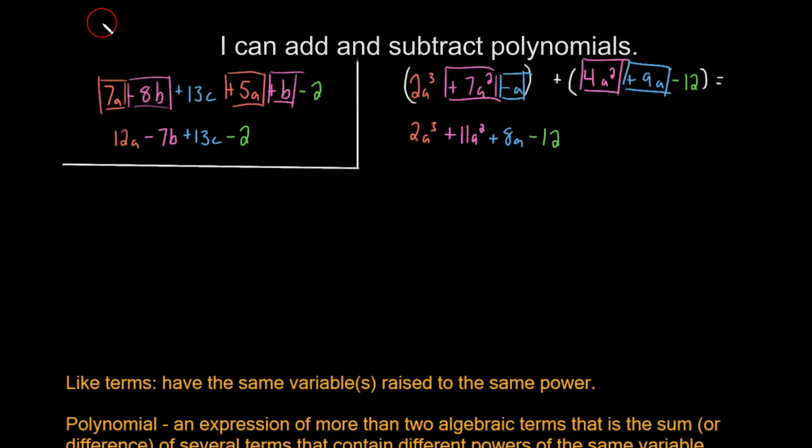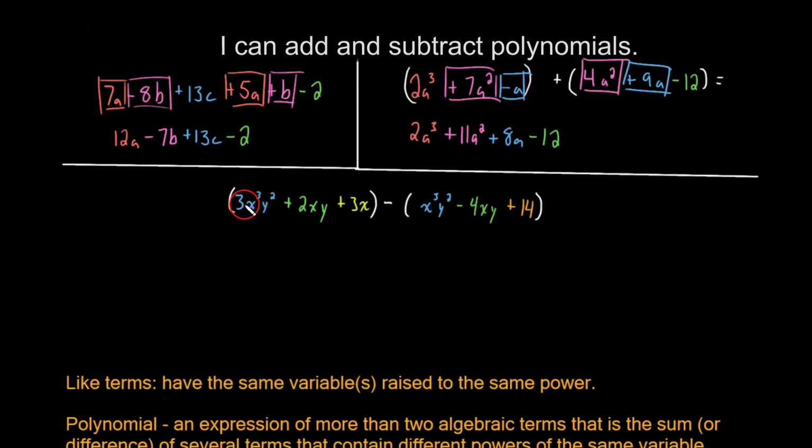Let's look at one more example. This one's going to be a little bit more complex. So we're given the polynomial 3x cubed y squared plus 2xy plus 3x minus the polynomial x cubed y squared minus 4xy plus 14. And you'll see that this polynomial has two variables in it. All right, and that is possible. We can do that. And you'll also notice that we are subtracting these polynomials. And what I'm going to suggest when you do this is that this is like we are distributing a negative 1 into all of these terms on the inside of the parentheses. So we're using our distributive property to distribute a negative 1.